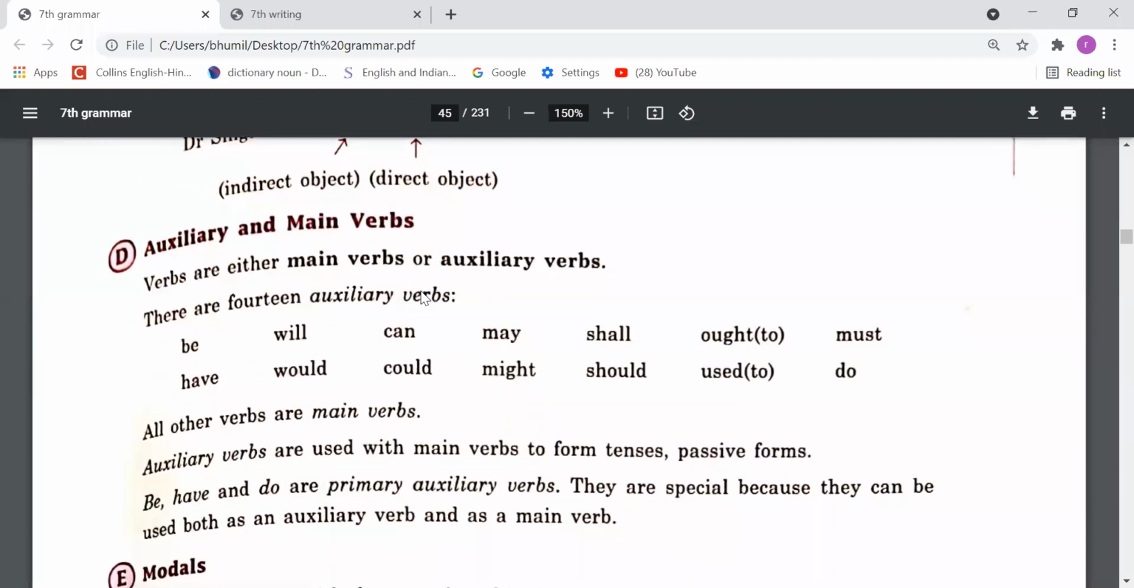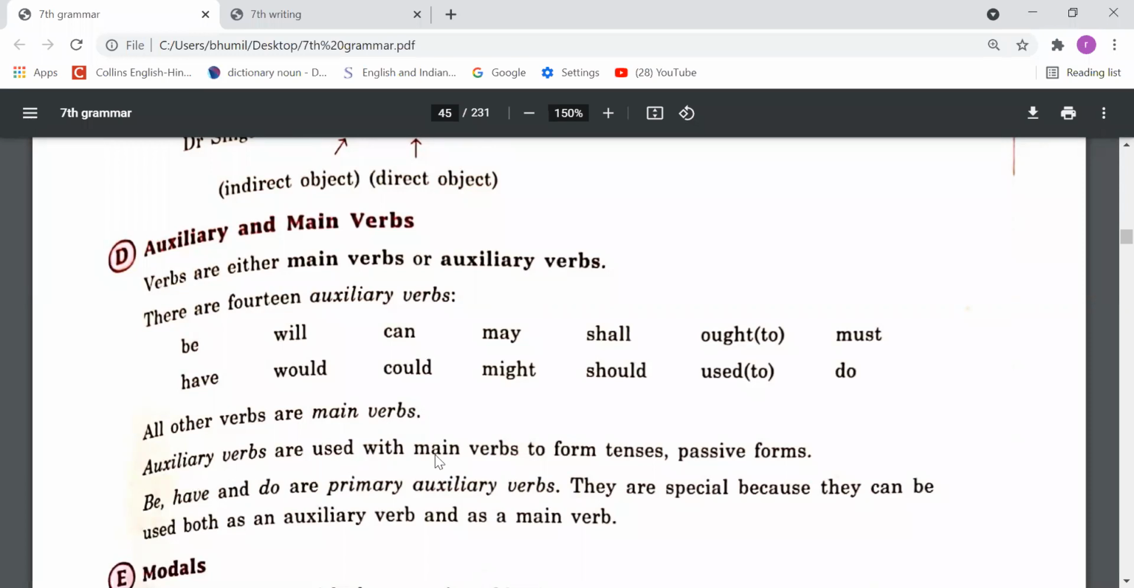Now let's talk about auxiliary verbs and main verbs. What are the auxiliary verbs and what are the main verbs? Verbs are either main verbs or auxiliary verbs. There are 14 auxiliary verbs like be, will, can, may, shall, ought to, must, have, would, could, might, should, used to, do. So, dear students, what are the modal helping verbs? What are the helping verbs we use in the tenses? All the helping verbs and modal helping verbs are called auxiliary verbs. All other verbs are main verbs. Apart from them, the rest of the verbs are called main verbs.